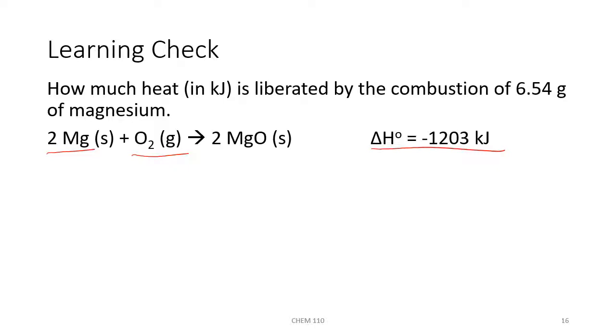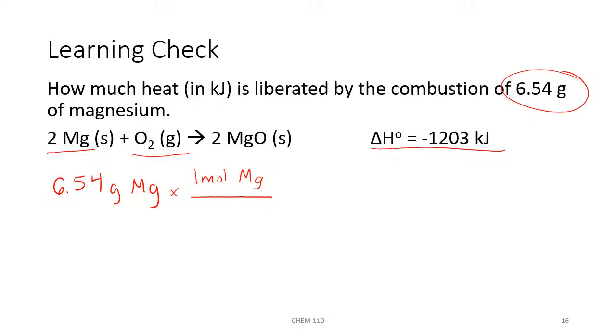We want to know how much heat is given off specifically when we have the combustion of 6.54 grams of magnesium. So we can use our thermochemical equation in order to write a conversion factor. 6.54 grams of magnesium, but in order to use our balanced equation, we're going to need to convert our grams of magnesium into moles of magnesium. And looking at the periodic table, 1 mole of magnesium has an atomic mass of 24.3 grams. Right now, our grams of magnesium cancel and we're in moles of magnesium.